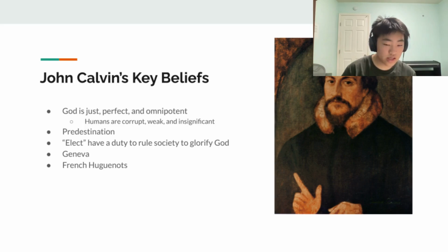This led to the society of Geneva, the city of saints, where Calvin and his followers regulated society and it basically became a land for the Calvinists. Another branch of the Calvinists was the French Huguenots, who rose to extreme power and led rebellions in the later stages of European history.